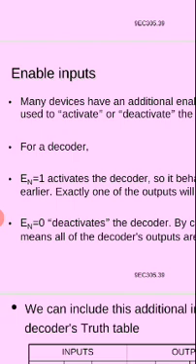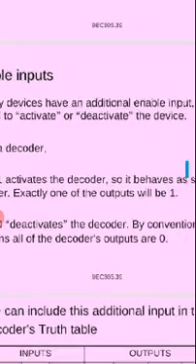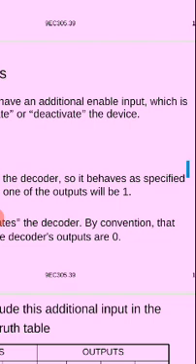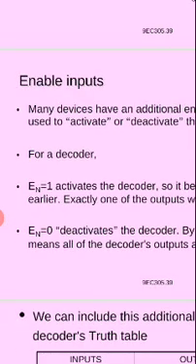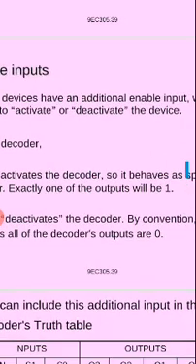For a decoder, En equal to 1 activates the decoder, so it behaves as specified earlier. Exactly one of the outputs will be 1, not the others.